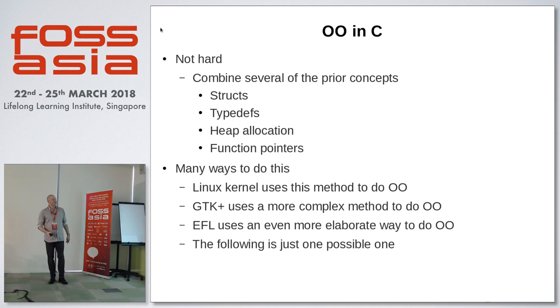Even more advanced. Anyway, you can do OO in C. So you combine structs, function pointers, typedef, heap allocation, etc. Many people do this. The Linux kernel has OO in it. They use structs with function pointers, etc., to basically define which function handles the reading and writing and this and that of something. GTK does it. They use glib's GObject thing. EFL does it. There's an EO thing for that.